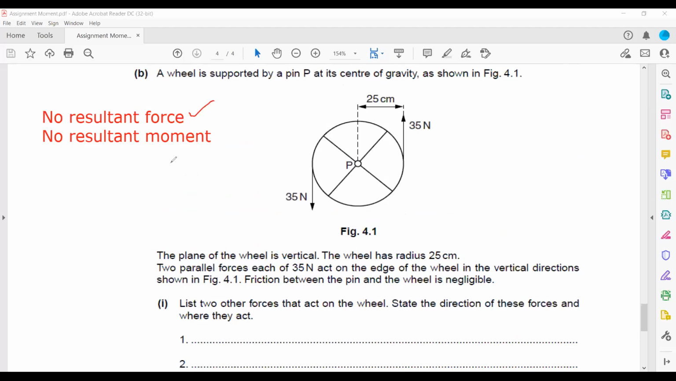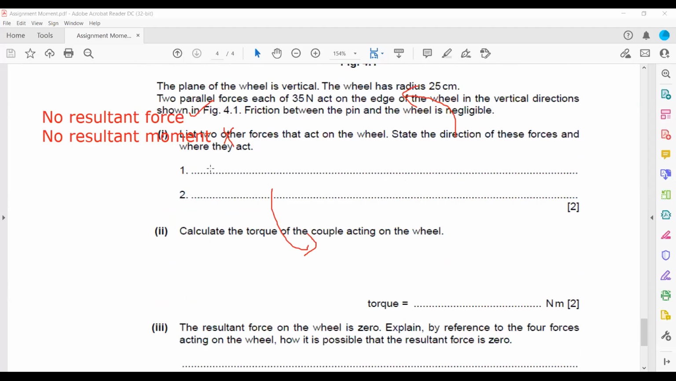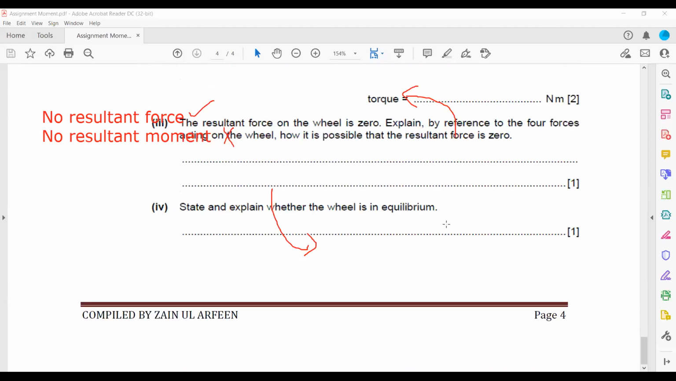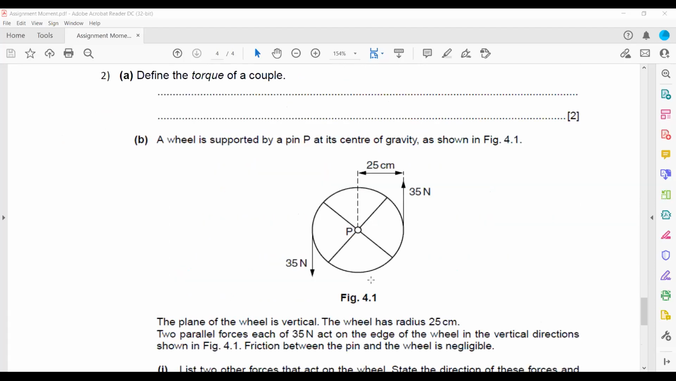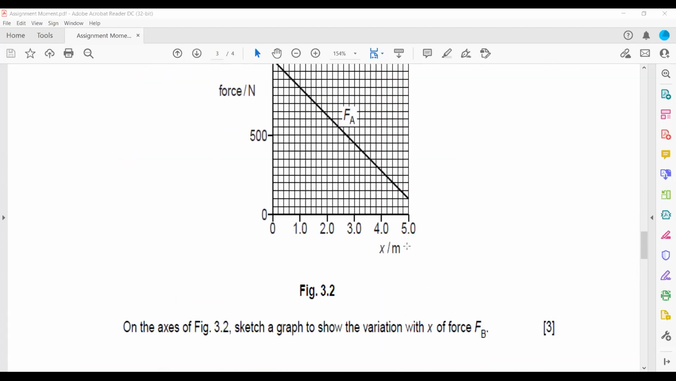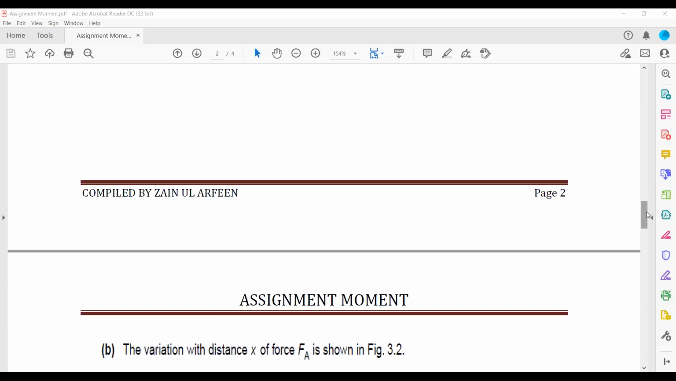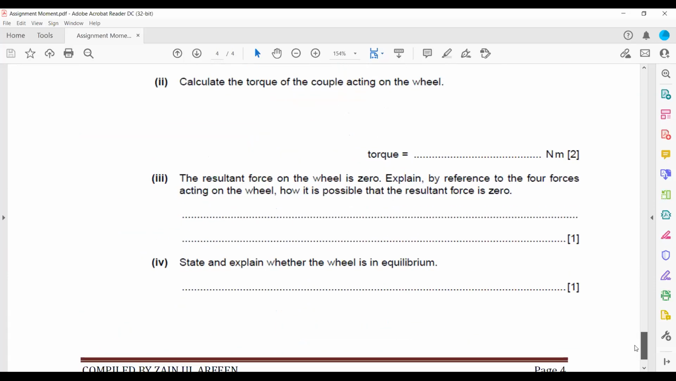But what about the resultant moment? That is not true. Why? Because the wheel is rotating anti-clockwise, so the resultant moment is not zero. Resultant force is zero. So, state and explain whether the wheel is in equilibrium. You will say no, and the reason is because there is a resultant moment acting on the wheel. Is it clear, this last part related to the moment?